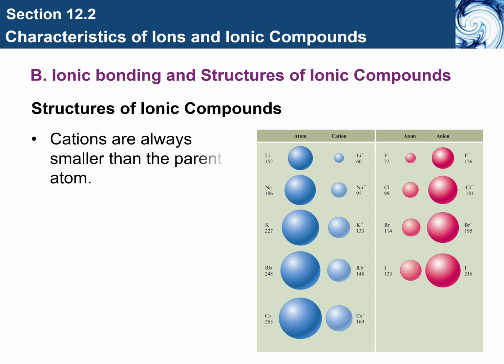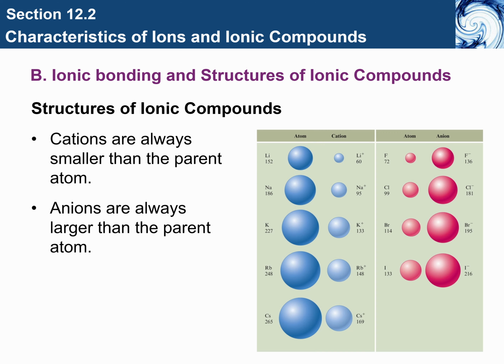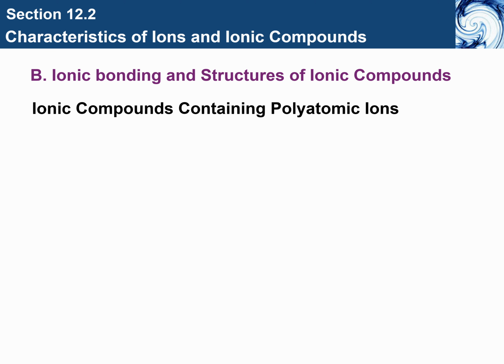Ionic size. Cations are always smaller than the parent atom. Anions are always larger than the parent atom. When an atom loses electrons to become a cation, the electron cloud becomes smaller. When an atom gains electrons to become an anion, the electron cloud makes the ion larger because there are now more electrons repelling each other. The blue spheres on the left and the pink spheres on the right compare the size of atoms and their ions. Focus on the trend. Lose electrons, get smaller. Gain electrons, get larger.